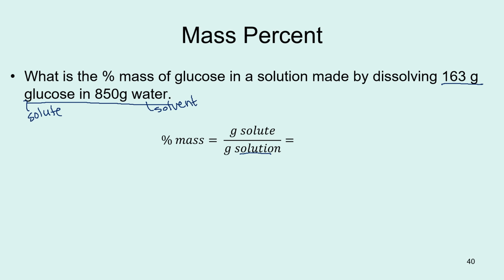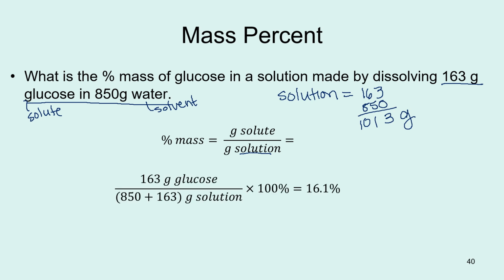So what's the mass of our solution? Well, we're putting these together, so our solution has to equal 163 plus 850. It's 1,013 grams. So be really careful, and make sure you pull out everything. What's the mass percent of this solution? Well, the grams of the solute, 163, divided by the total grams of solution, 1,013. That's 16%. Don't forget to add the solution in. So that's a mass percent.